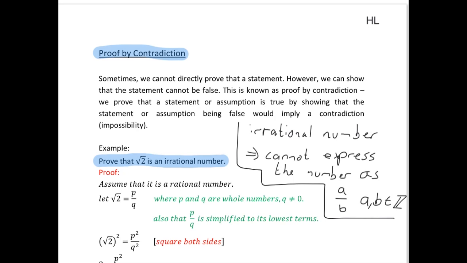So what we're going to do is to assume that root 2 is rational, which means it can be written in the form p over q, where p and q are whole numbers and q is non-zero, because we don't want any nastiness with dividing by 0. And we also assume that p over q is simplified to its lowest terms.